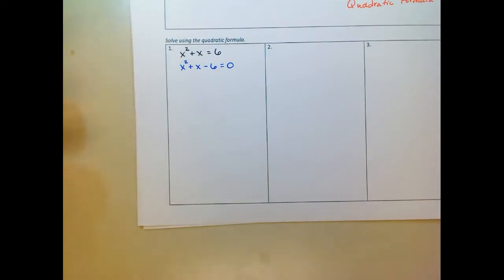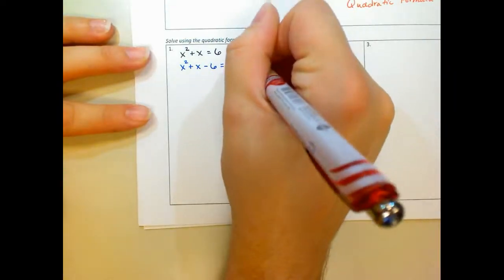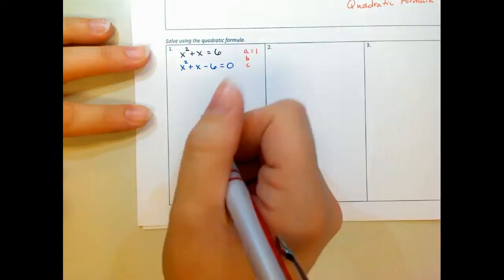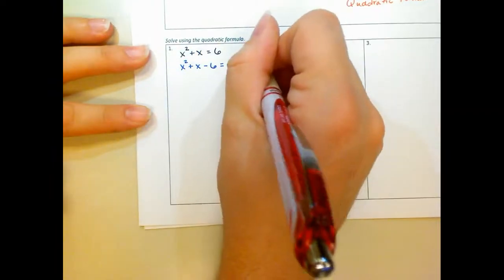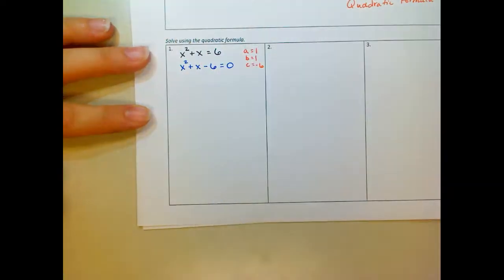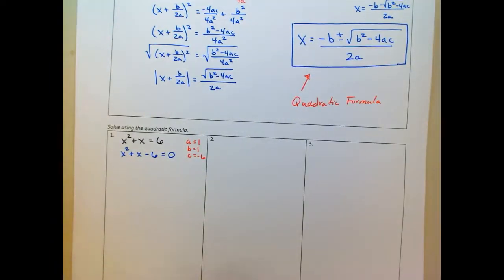So just kind of a little reminder, just in case you've forgotten. In this case, we need to know a, b, and c. The a is understood to be 1, it's in front of the x squared. The b is understood to be 1 because it's in front of the x, and the constant is negative 6. So we are going to be filling in this quadratic formula right here with those a, b, and c values.